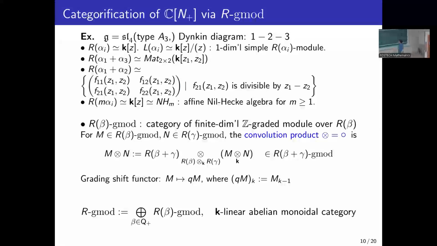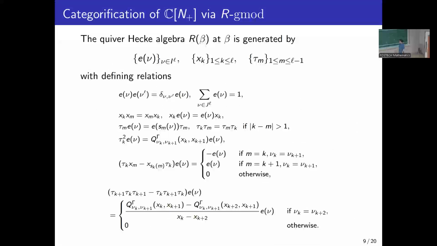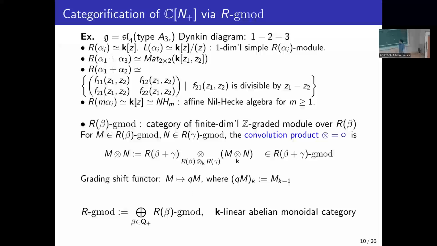I didn't tell you that the quiver Hecke algebra is a graded algebra. What I mean is that the whole relation is homogeneous with respect to some grading. In the alpha i case, the indeterminate z has degree 2, so it's graded homogeneous. If we consider 1 and 3, they are not adjacent to each other in the Dynkin diagram, then the corresponding quiver Hecke algebra is isomorphic to the matrix algebra of a polynomial ring in two variables. If you take 1 and 2, they are adjacent in the Dynkin diagram, then the corresponding quiver Hecke algebra is something similar to a matrix algebra, but with some conditions.